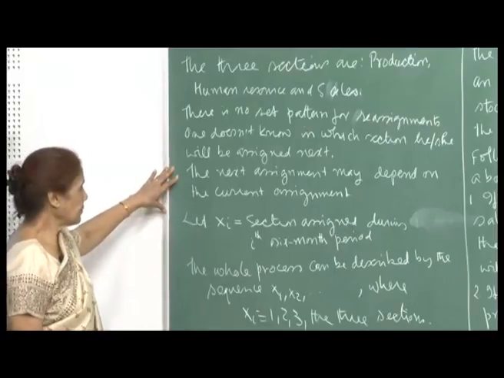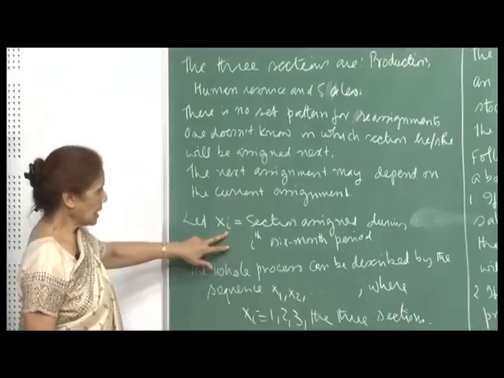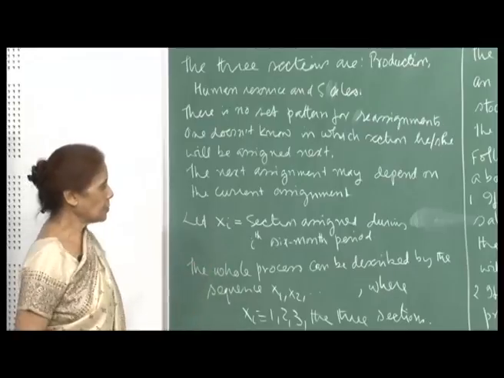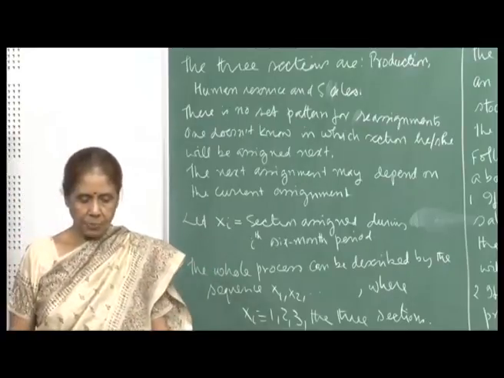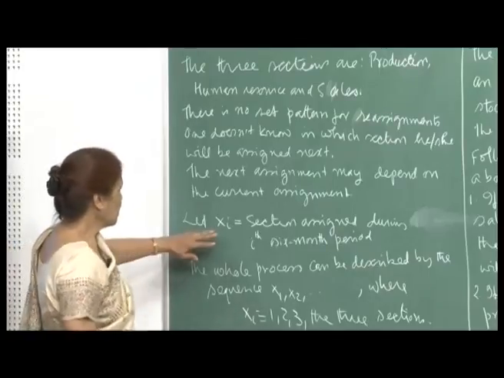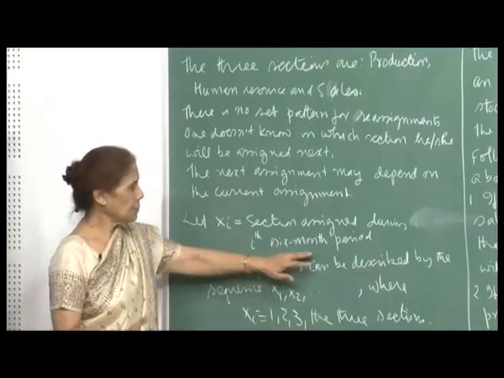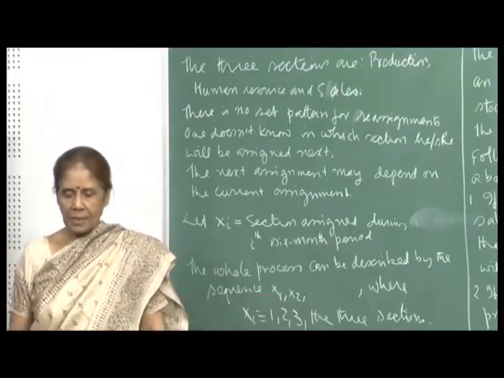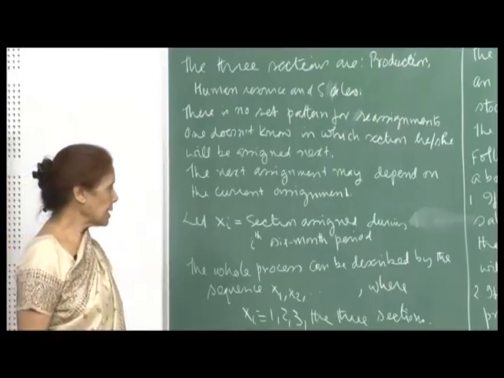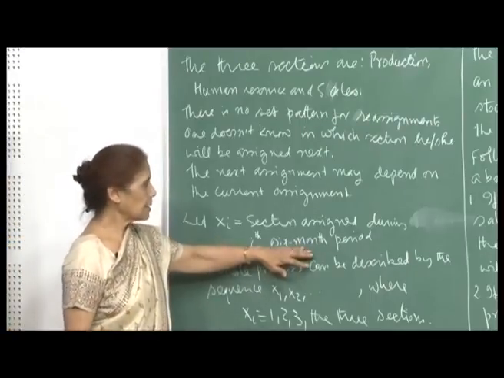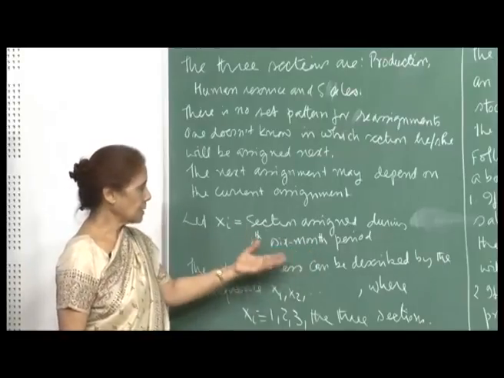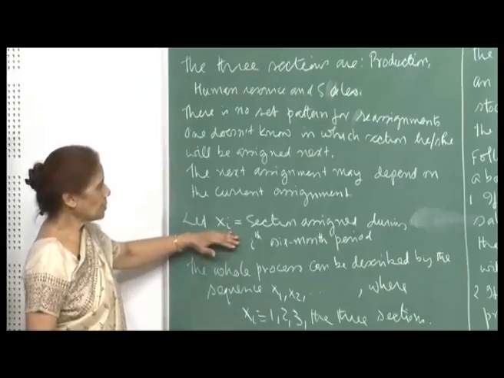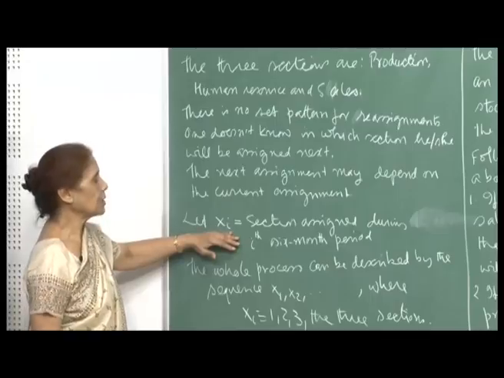So, if we let xi denote the section assigned during the ith 6-month period, that means now you look at one employee's profile. Suppose you take one employee and keep on measuring, with a 6-month time period. When you get assigned to a section, it is for a 6-month period, and then at the end of the 6-month period, there will be another assignment to sections, and you may either stay in the same section or get transferred to another one. So, let xi denote the section assigned during the ith 6-month period.